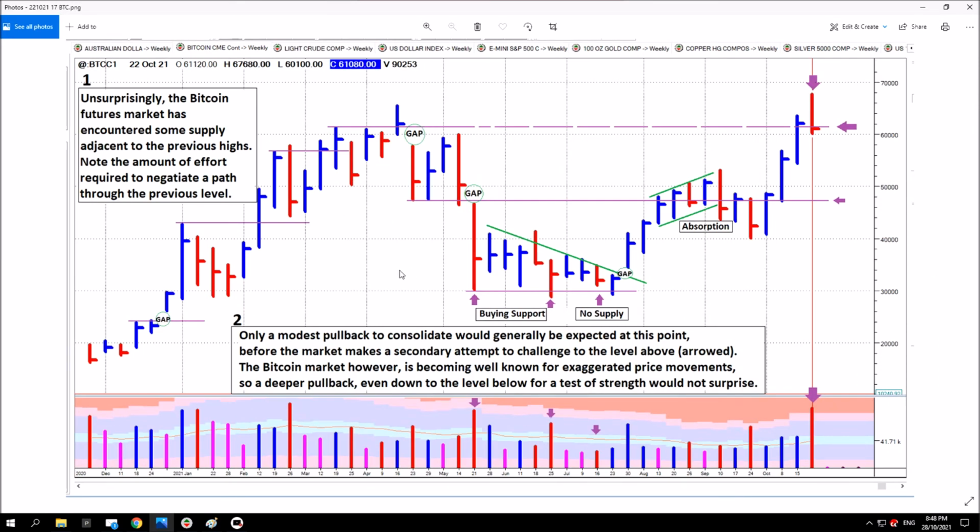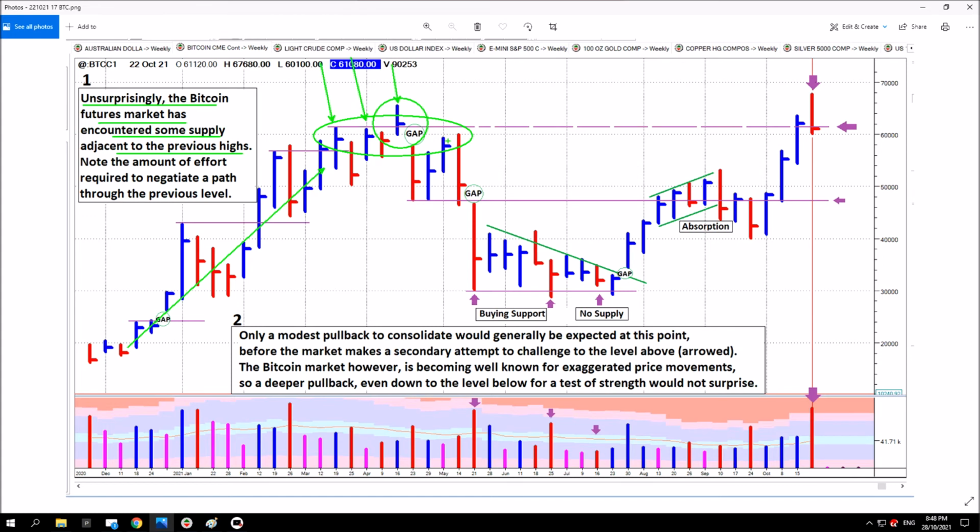And Bitcoin futures, and I wrote, unsurprisingly, the Bitcoin futures market has encountered some supply adjacent to the previous highs. It was always going to encounter some difficulties up here, for sure. But from this whole previous highs, people would have been buying in here. Remember, the market had come up a lot. People would have been buying in here and then getting themselves stuck in the market.